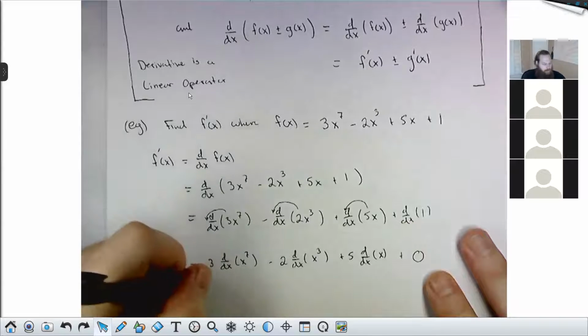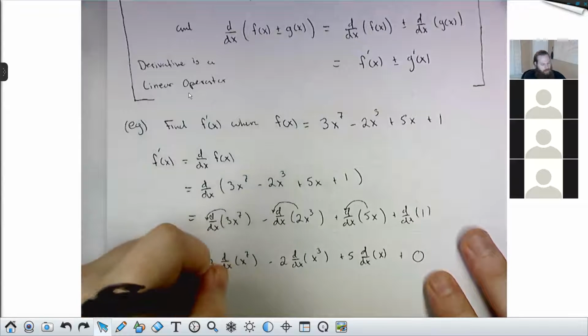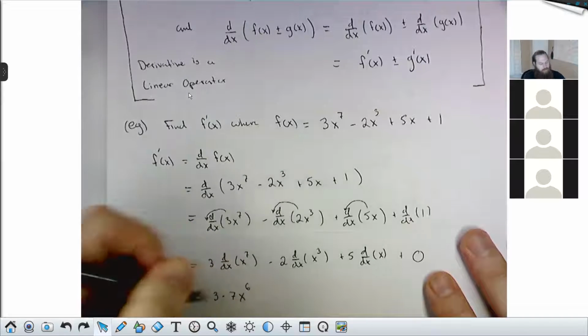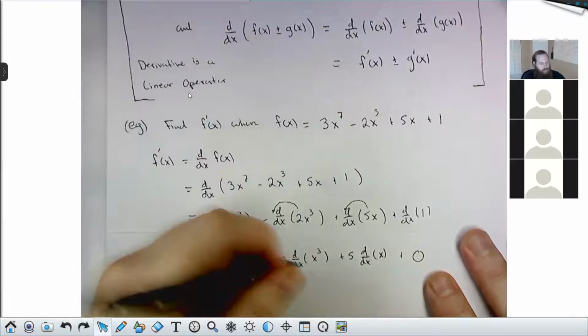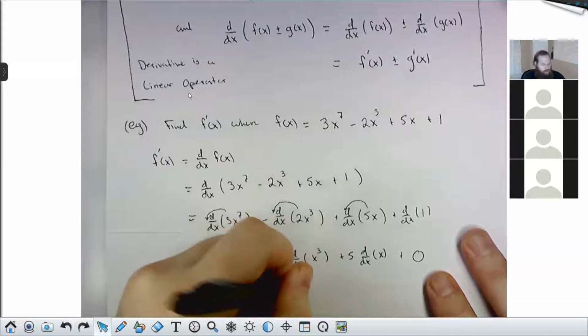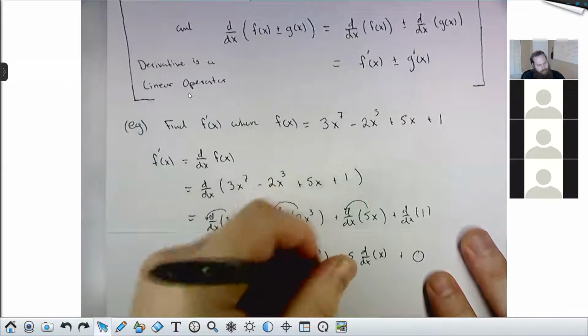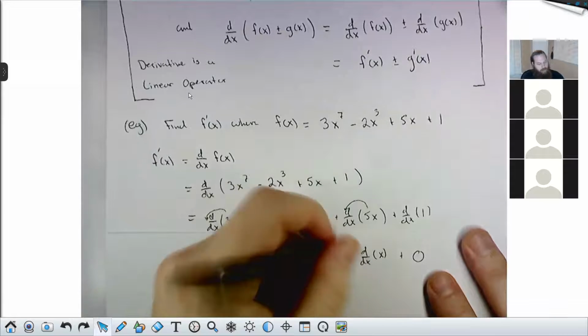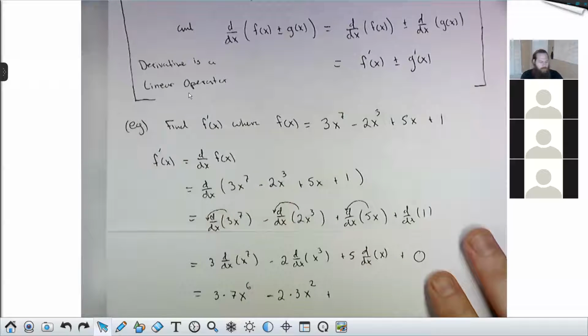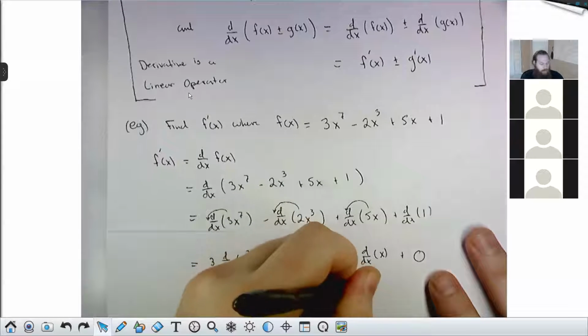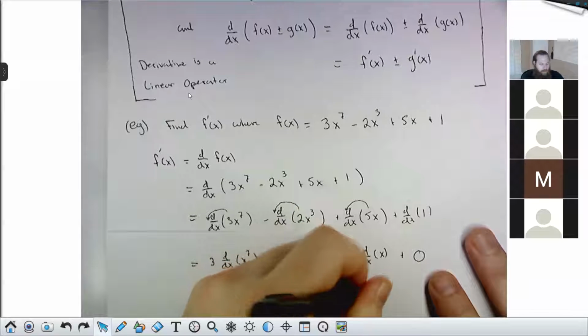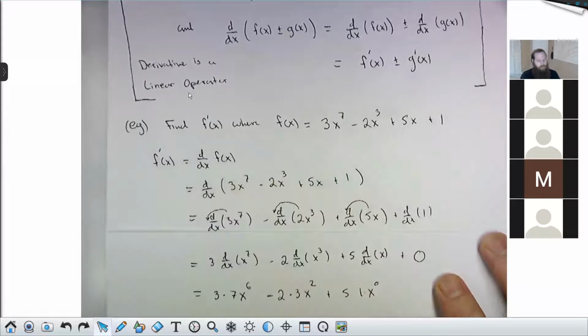And then finally, each of these derivatives is easy to calculate using the power rule. d/dx of x to the 7 is 7x to the 6. And then I've got minus 2 times d/dx of x cubed is 3x squared plus 5 times d/dx of x. What's d/dx of x? Well, that would be 1. Yeah, good. That's 1 times x to the 0. All right, the pattern still holds. You bring the old power down, which was 1, and you reduce the power by 1. But x to the 0 is just 1.